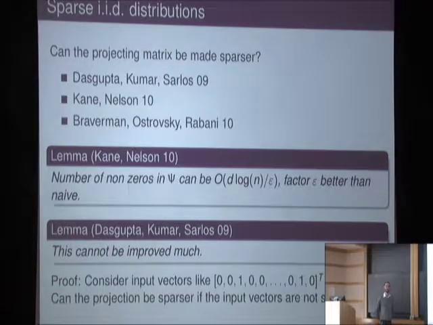We want to somehow be much faster than K times D. We want to be significantly faster than just applying a dense matrix.